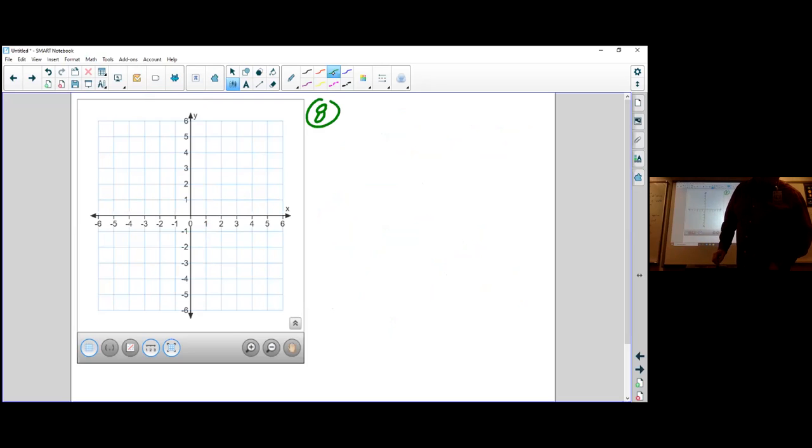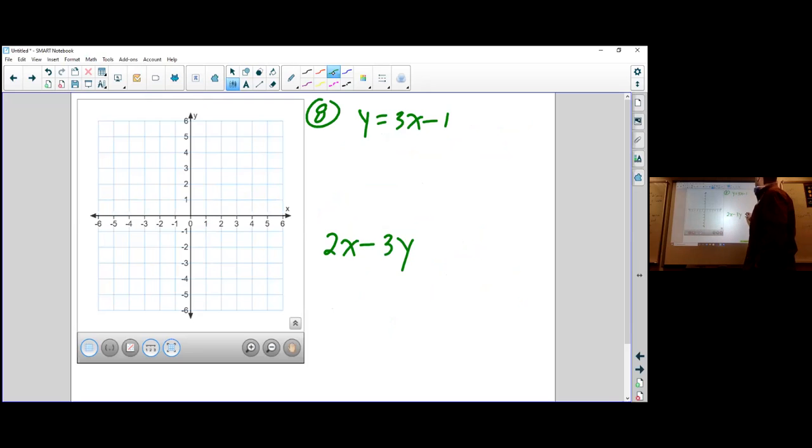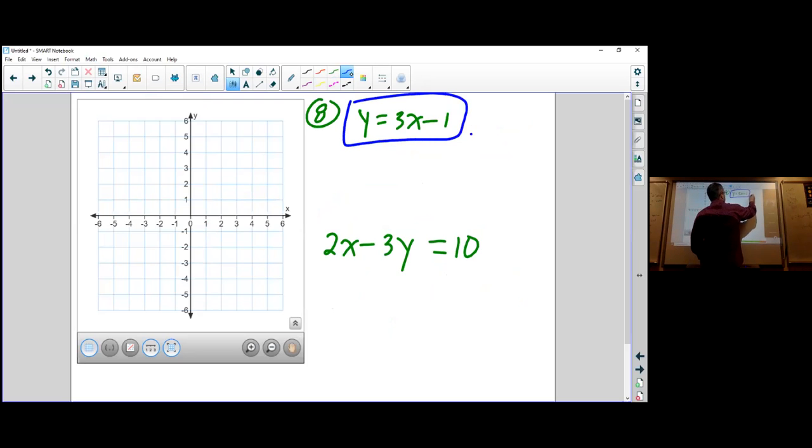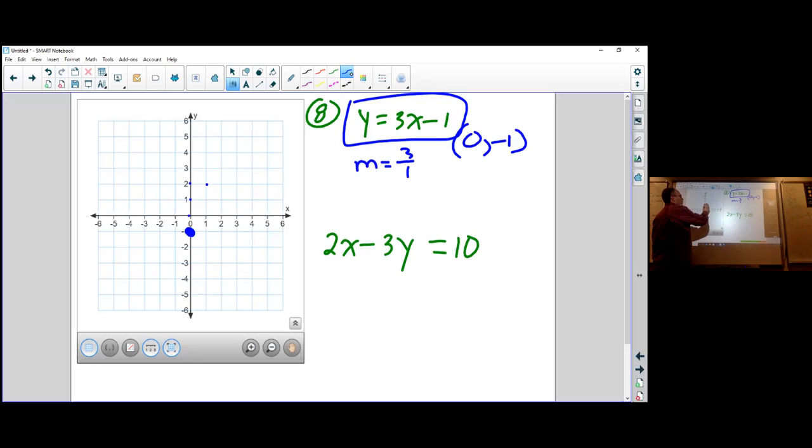Number 8 says y equals 3x minus 1, and 2x minus 3y is equal to 10. Okay. So first one, this is going to give me a y-intercept at 0, negative 1. 0, negative 1, which is about right there. And then we have a slope of this one of 3 over 1. So from this point, I'm going to count up 3 and right 1. Draw my line of best fit in there. There's my line of best fit.